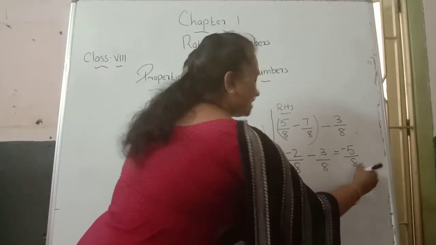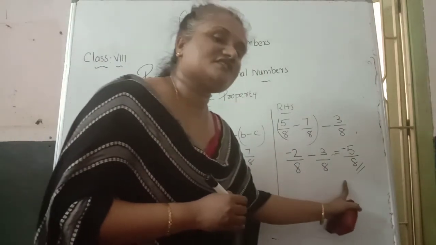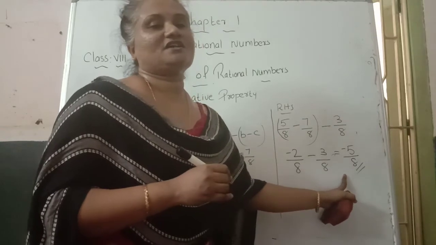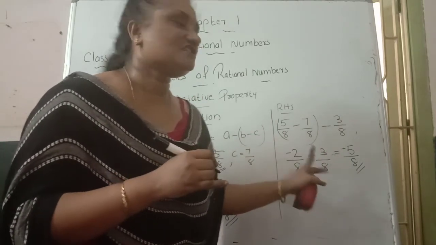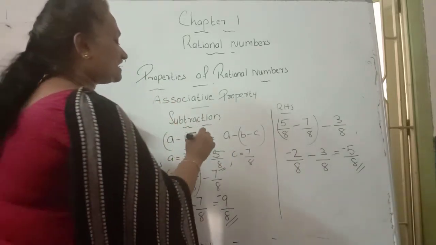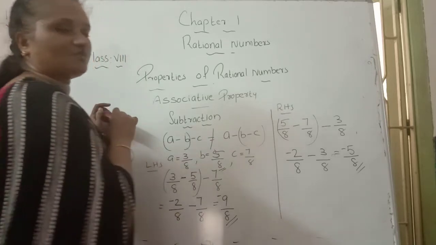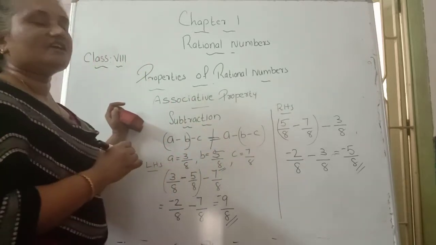So minus 5 by 8. See, LHS answer is minus 9 by 8. RHS answer is how much? Minus 5 by 8. Both are different answers. That's why we can say that the associative property is not satisfied under subtraction. Different answers are only getting there.